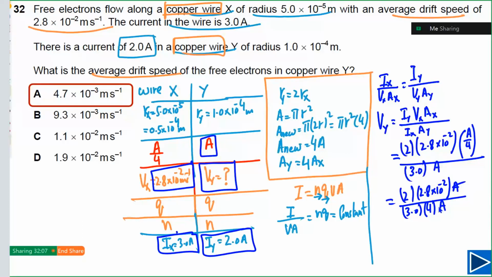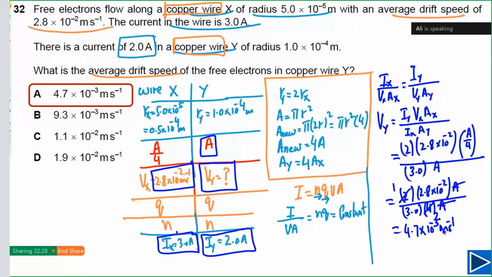So this A we can cancel with this A, and now if we simplify, this 2 you can cancel with this 4, so we will get 2 here. Now if you simplify this one, you will get your final answer. That one will be equal to 4.7 times 10 to minus 3. So this one is the final answer.